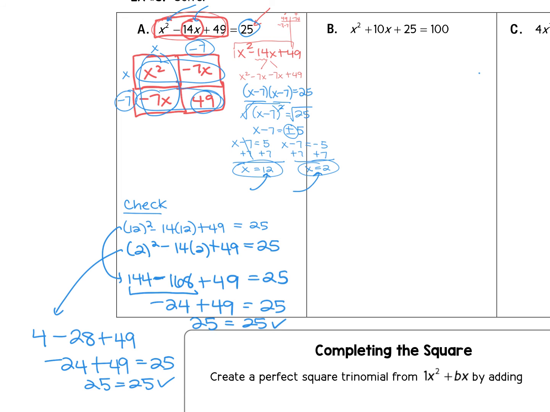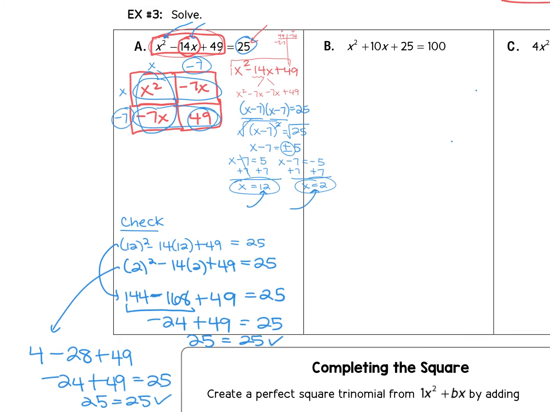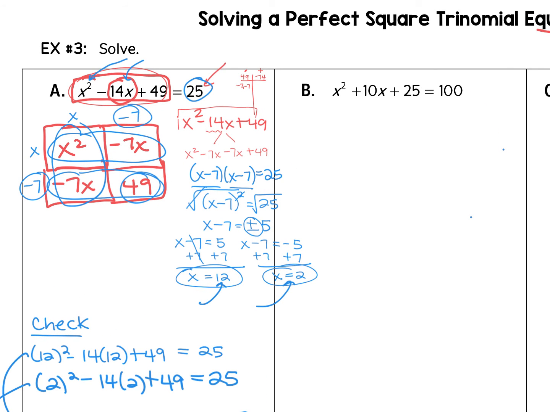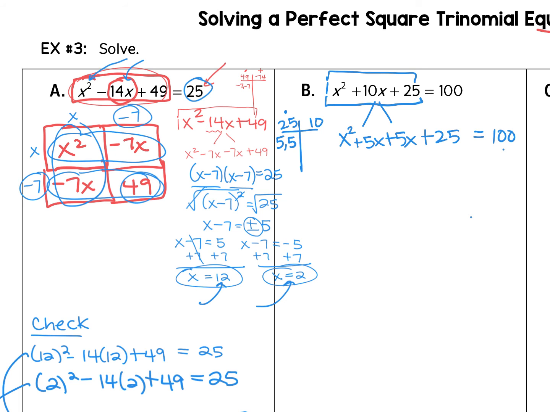Okay, moving on to letter B. We are going again to factor this perfect square trinomial. If I multiply 1 times 25, that gives me 25. I want to multiply to be 25 and add to be 10. That would be 5 times 5. So if I break up the middle term, it's x squared plus 5x plus 5x plus 25 is equal to 100. I'm going to leave the 100 hang out for the time being.